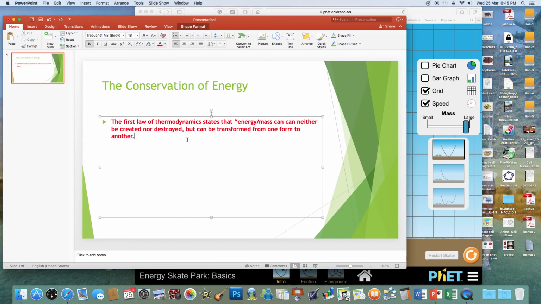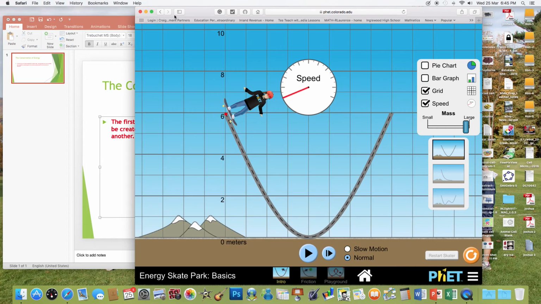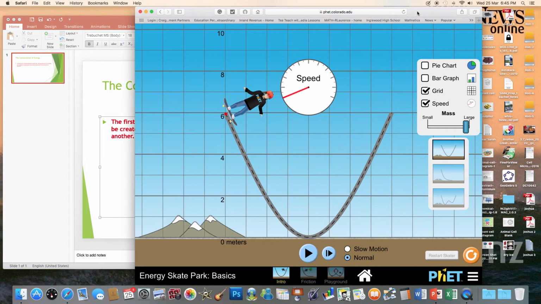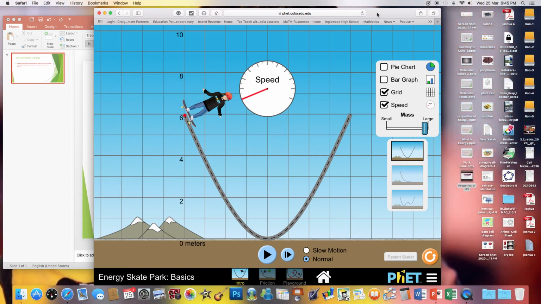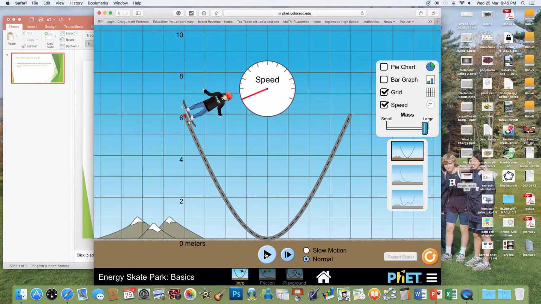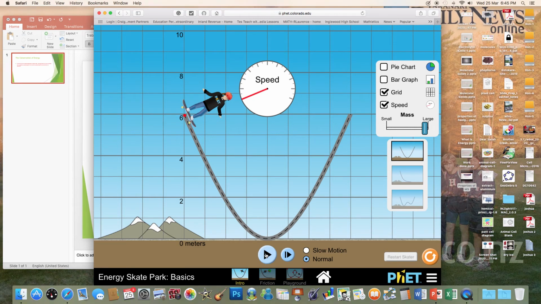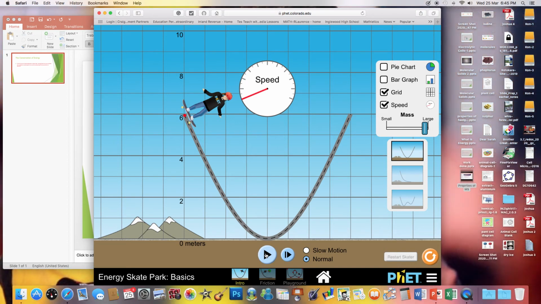but can only be transferred from one form to another. So if we go to this situation here where we've got a skateboarder on a parabolic ramp, and he's 6 meters above the ground there, then if we set him in motion, all the potential energy that he has at 6 meters above is going to be converted to kinetic energy as he goes down the ramp.